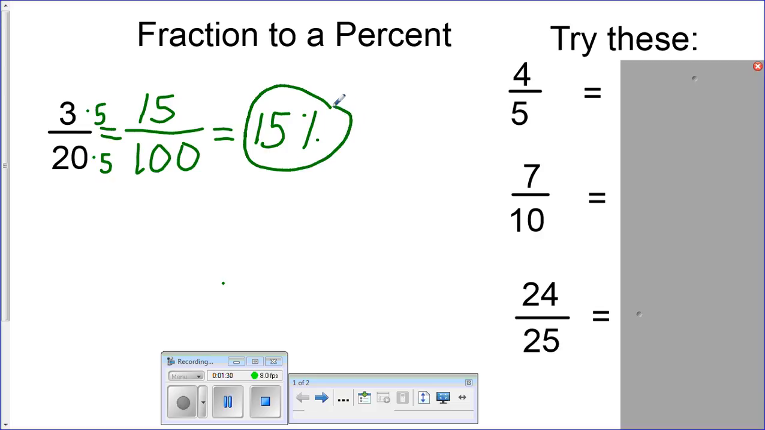Go ahead and try these examples on your own. Notice here that all of my denominators have a direct relationship with 100. So create equivalent fractions out of 100. Go ahead and pause this video, try these on your own, and then you can play the video again and I'll show you the answers.